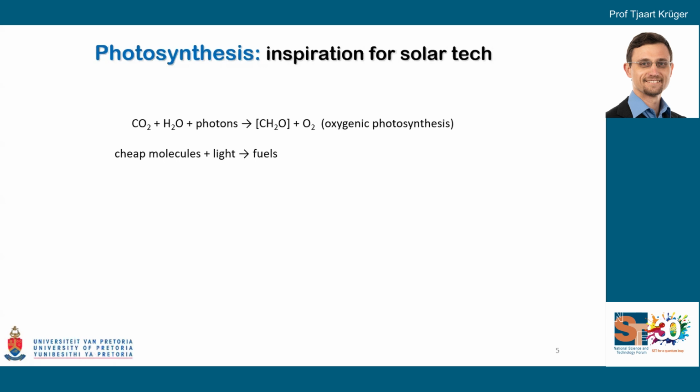We are dealing with cheap molecules, CO2 and water. Why are they cheap? It's because they are extremely abundant, and then light is used as a source of energy just to initiate the process, and then the cheap molecules are combined into fuels, stable molecules. So it is actually fantastic to think how photosynthetic organisms do this, to use cheap, very abundant materials or molecules in order to generate fuels.